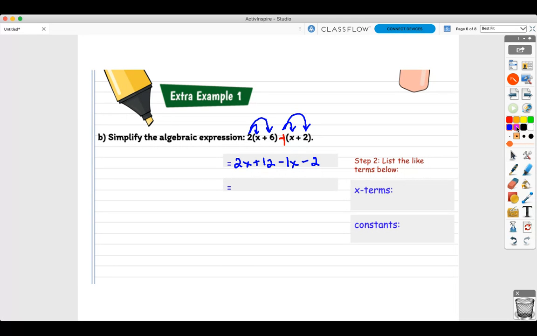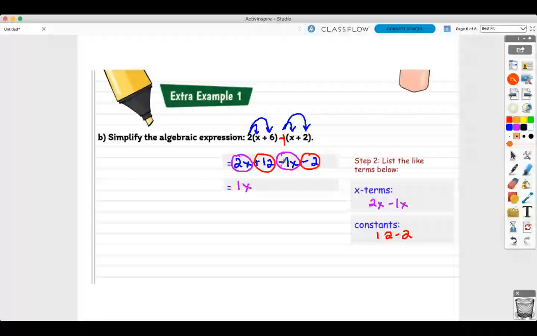And now it's about combining our like terms. So we have a 2x and we have a negative 1x. So 2x minus 1x gives you a 1x. 2 minus 1. Remember, you're just adding and subtracting the coefficients. And then a positive 12 as your constant and a negative 2 as your constant. So 12 minus 2 gives you a positive 10.